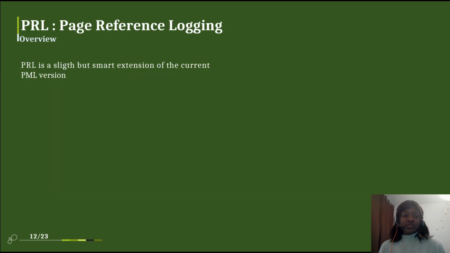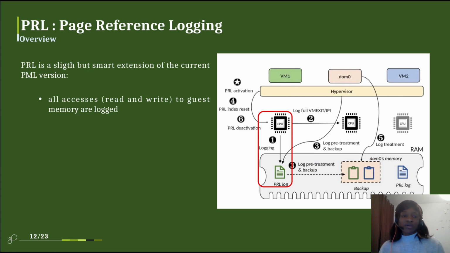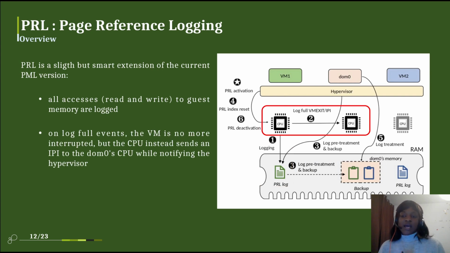Based on the result of this study, we introduced page reference logging, an extension of PML in which all accesses to guest memory are logged, read and write accesses, and on log full event, the processor no longer triggers a VM exit but rather sends an interrupt to a Dom0 CPU that will be responsible for handling the log full event. Note that in a cloud environment, CPUs of the Dom0 belong to the cloud provider. Then it makes sense to use it for working set size estimation rather than impacting the user application, because this operation benefits the cloud provider who wishes to do overcommitment.